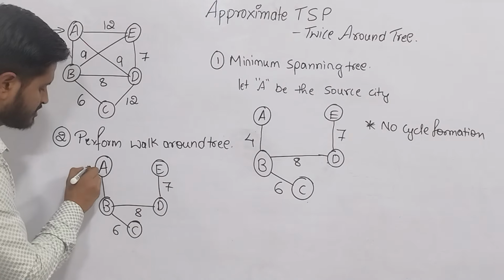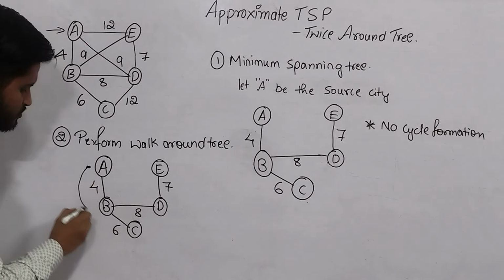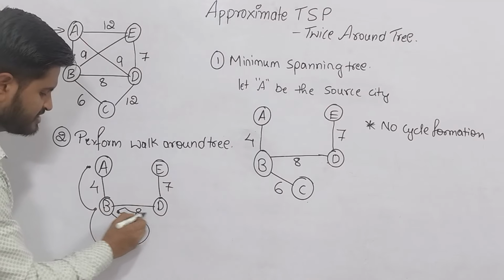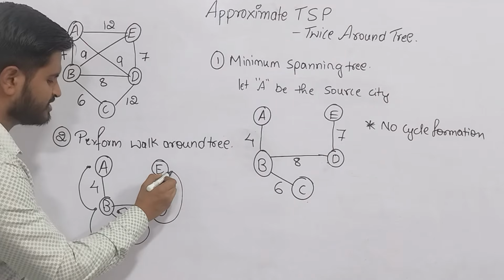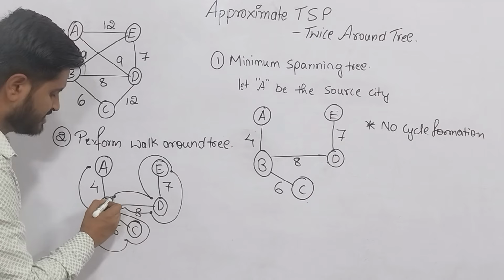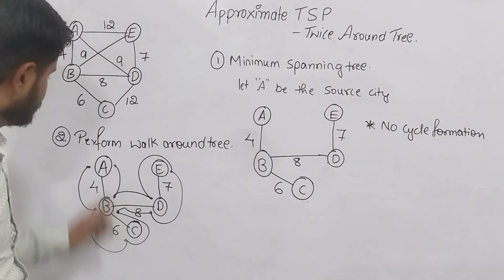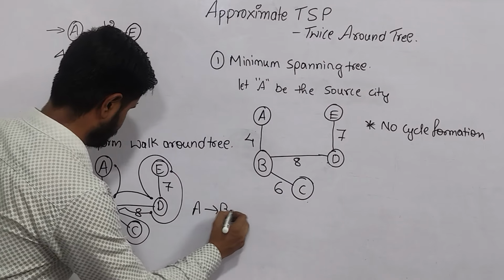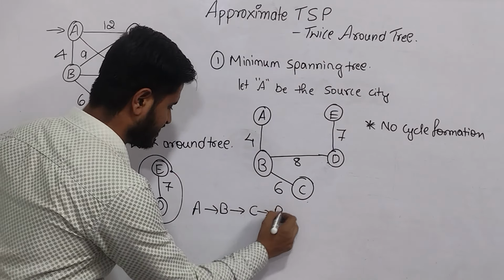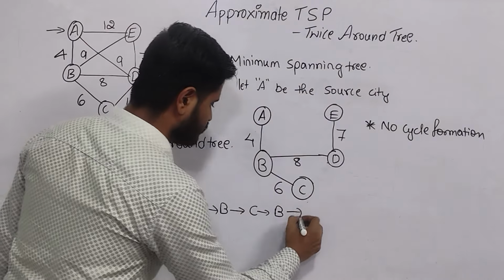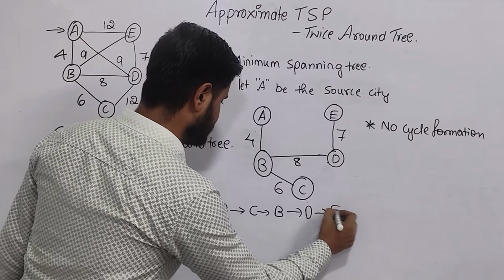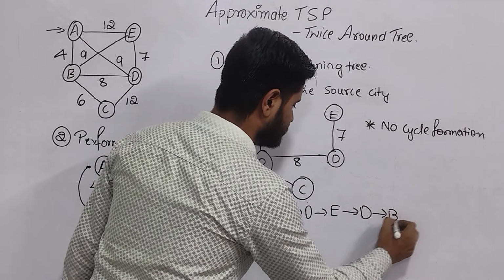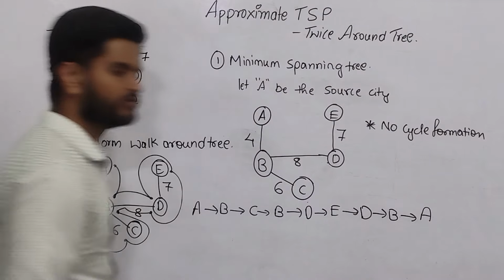Now start from A, because A is the source node. From A you went to B. From B you went to C. From C again you came back to B. From B you went to D. From D you went to E. Again from E you came back to D. From D again you went to B. From B you again went to A.